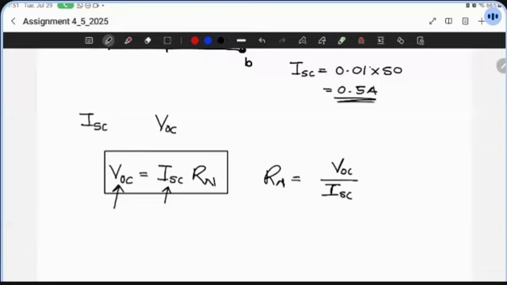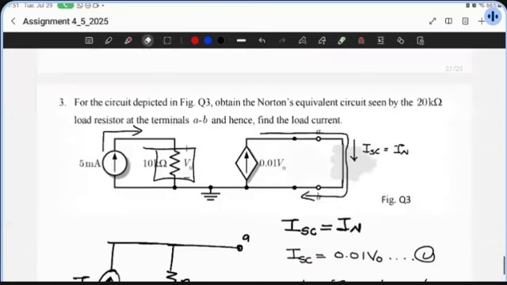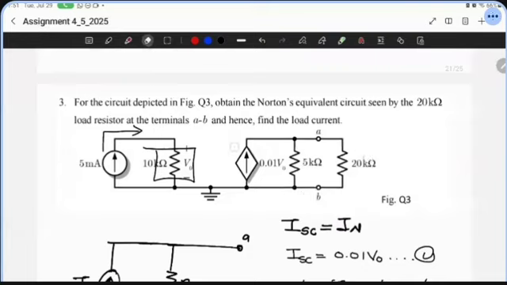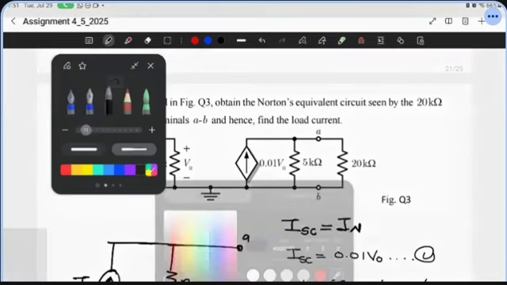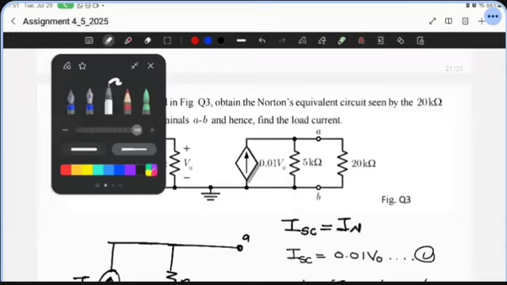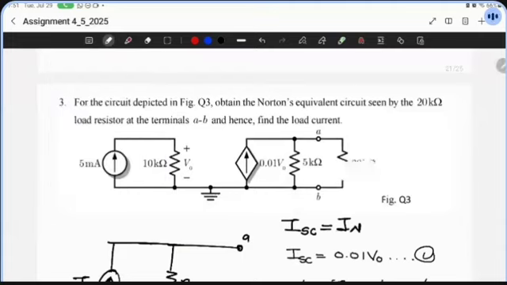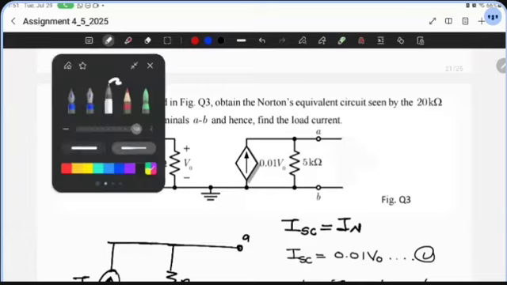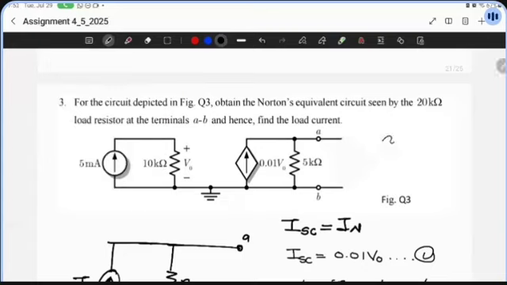What we'll do is we'll come back to this circuit, get the original one. To get I short circuit, we shorted the resistor, the load. Now we're going to get the open circuit voltage. So we're going to open the load. So the load is this. We're going to open it. So we have opened the load. Now we need to find the voltage across where the load was.